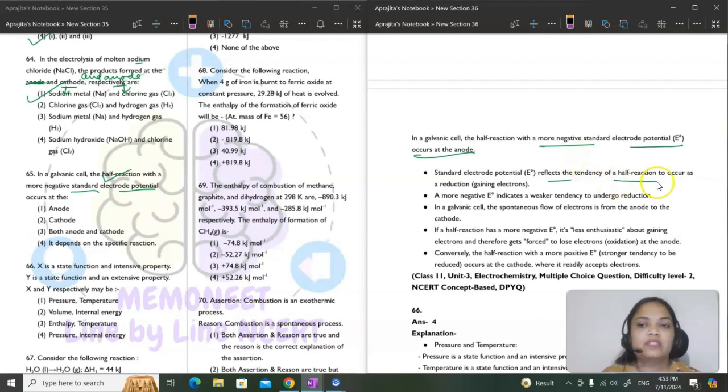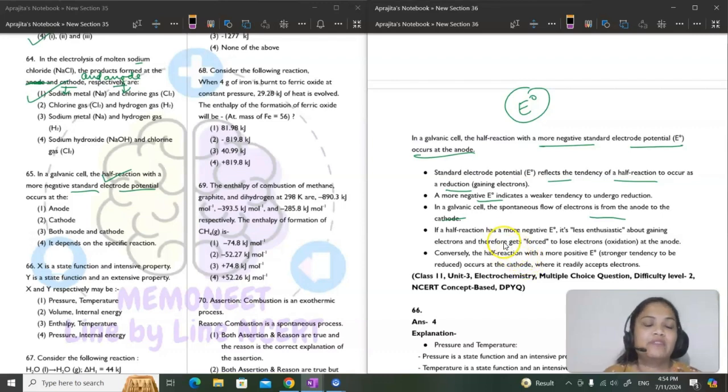It reflects the tendency of a half reaction to occur as reduction, means gaining electron. More negative E naught means the weaker tendency to undergo reduction. It means oxidation will happen, and this will be happening at the anode. Okay.